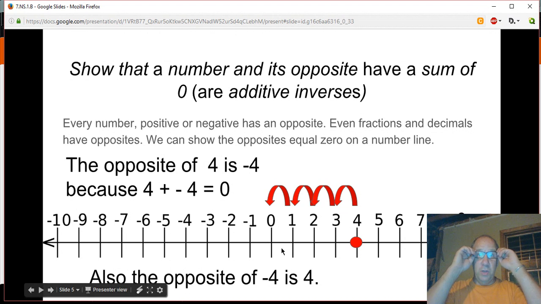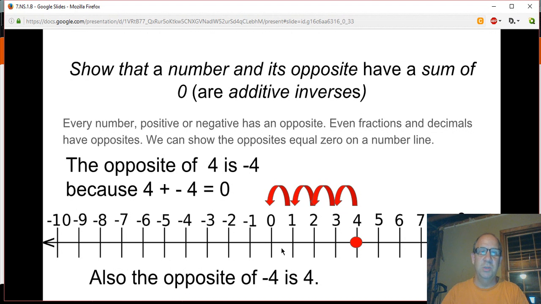The second part says show that a number and its opposite have a sum of 0, or are additive inverses. So every number, positive or negative, has an opposite. Even fractions and decimals have opposites. And we can show the opposites equal 0 on a number line. So the opposite of 4 is negative 4, because 4 plus a negative 4 is 0. And it works the other way too. So the opposite of negative 4 is 4. If I started at negative 4, it'd be 1, 2, 3, 4. Got you to 0.